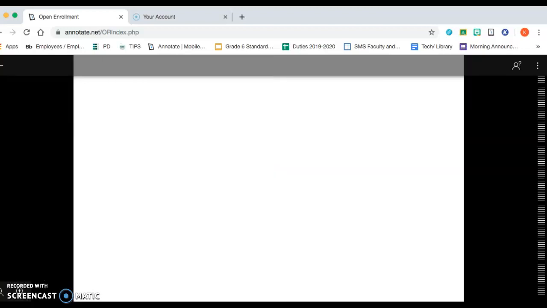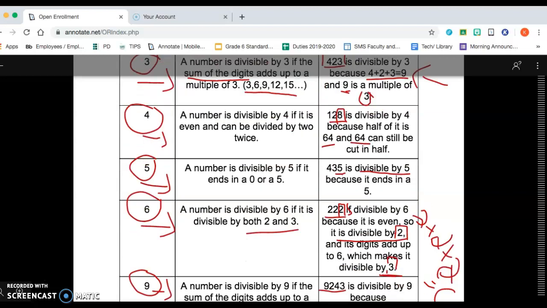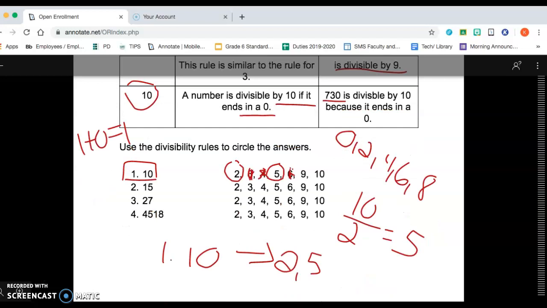Okay, let's go back and look at the rule for 6. It says a number is divisible by 6 if it is divisible by both 2 and 3. Well, if you look, we already said that 10 is not divisible by 3, right? So that means it's not going to be divisible by 6. Then we have 9. So remember 9 is like 3. We add up the digits. So we already did that. So we got 1 plus 0 is 1. And we have to see if it's a multiple of 9. 1 is not a multiple of 9. Okay, so that means number 9 is out.